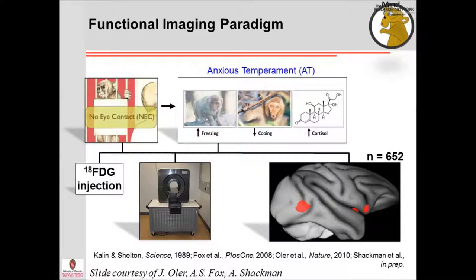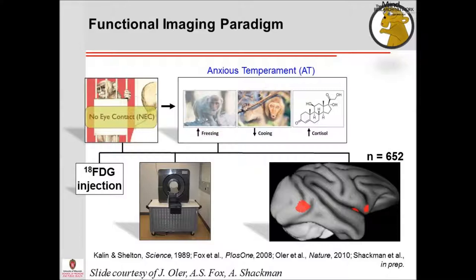uncertain. Did the intruder see me? Did they not? It's an uncertain situation. Very much like what the animal might encounter in the wild, when there's sort of an unknown predator or an unknown individual in the room and they have to sort of engage. And there's quite a difference in range of behaviors that these monkeys exhibit. And that can be categorized by increased freezing, changing cooing behavior, and changes in cortisol. So they got a measure of the anxious temperament from these behaviors.